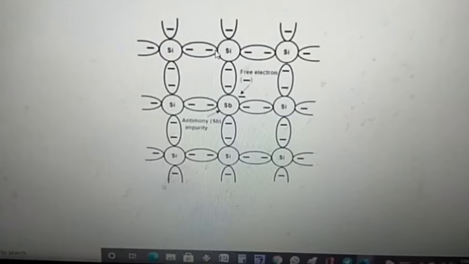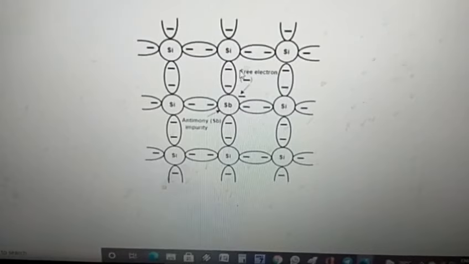For negatively charged electrons, we take N. N means negative. N indicates negatively charged electrons. Here, in this type of semiconductors, when we dope them with the 15th group elements, the conductivity increases due to the presence of delocalized free electrons. As their charge is negative, we can call them N-type semiconductors.